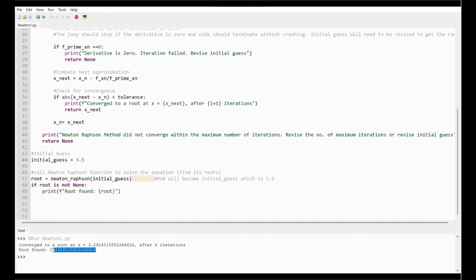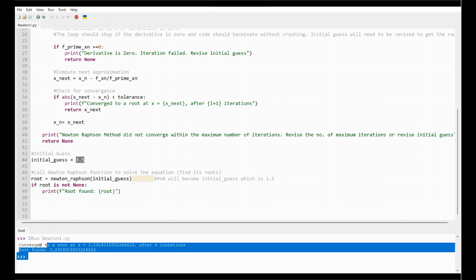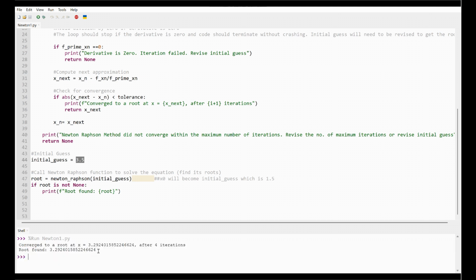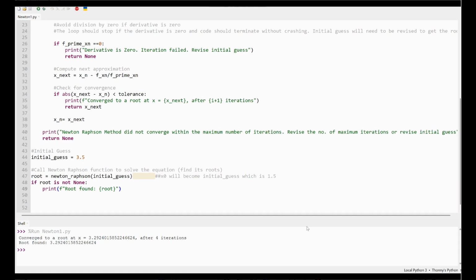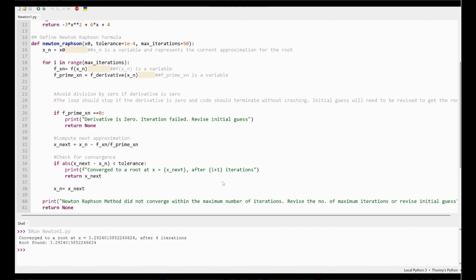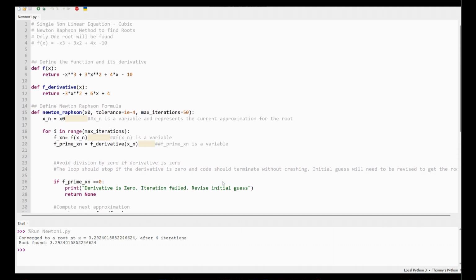So yeah, at 3.5 we get 3.292, the third root, after 4 iterations. So there you go, we've got all 3 roots with 3 different initial guesses. So that's good. And if I want to find out all 3 roots at the same time, instead of giving initial guess 3 different times, I can do that by modifying this code slightly.